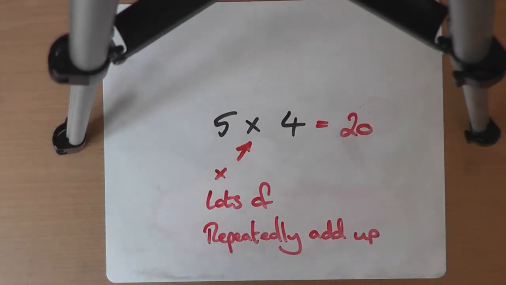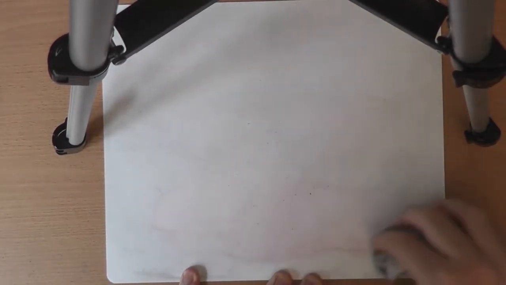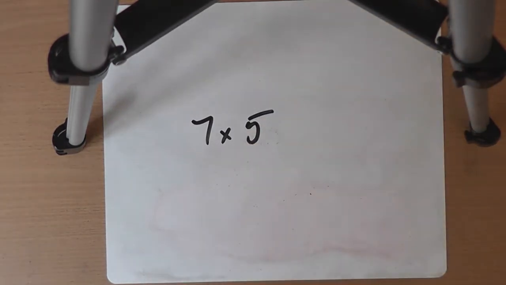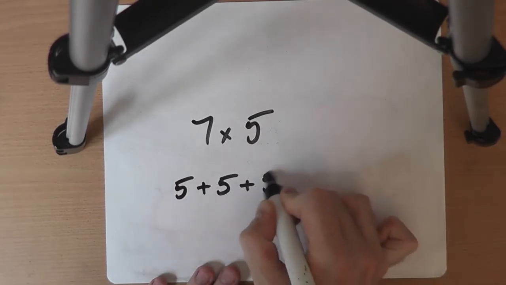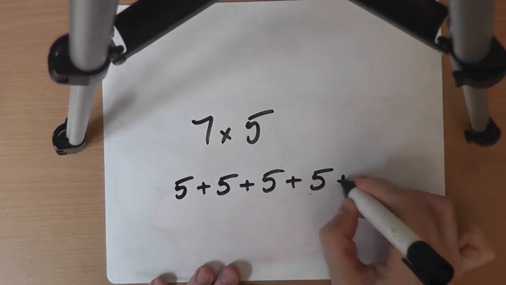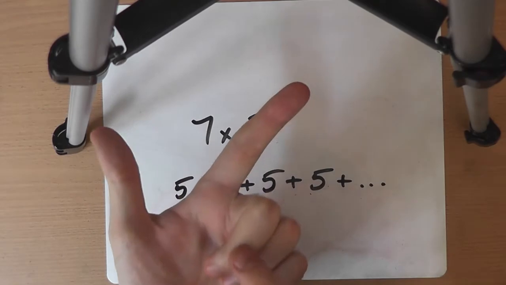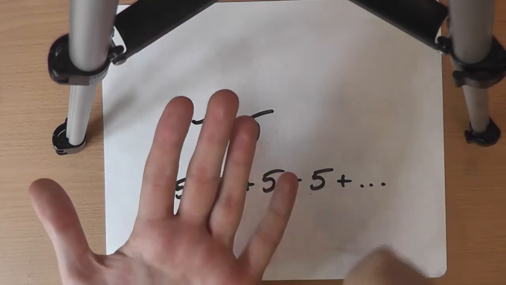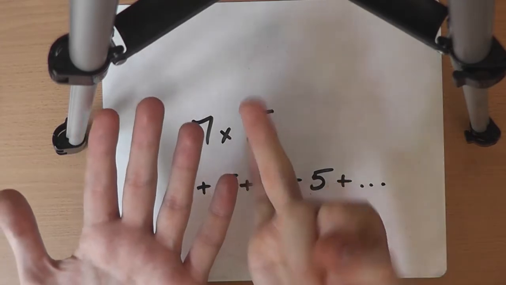So your first top tip for timesing, if you had something like this, say, any question really, you could just do 5 and then add on another 5 and then add on another 5 and add on another 5 and so on until you got to the right number. So you could go 5, 6, 7, 8, 9, 10, 11, 12, 13, 14, 15, 16, 17, 18, 19, 20, 21, 22, 23, 24, 25, 26, 27, 28, 29, 30, 31, 32, 33, 34, 35.